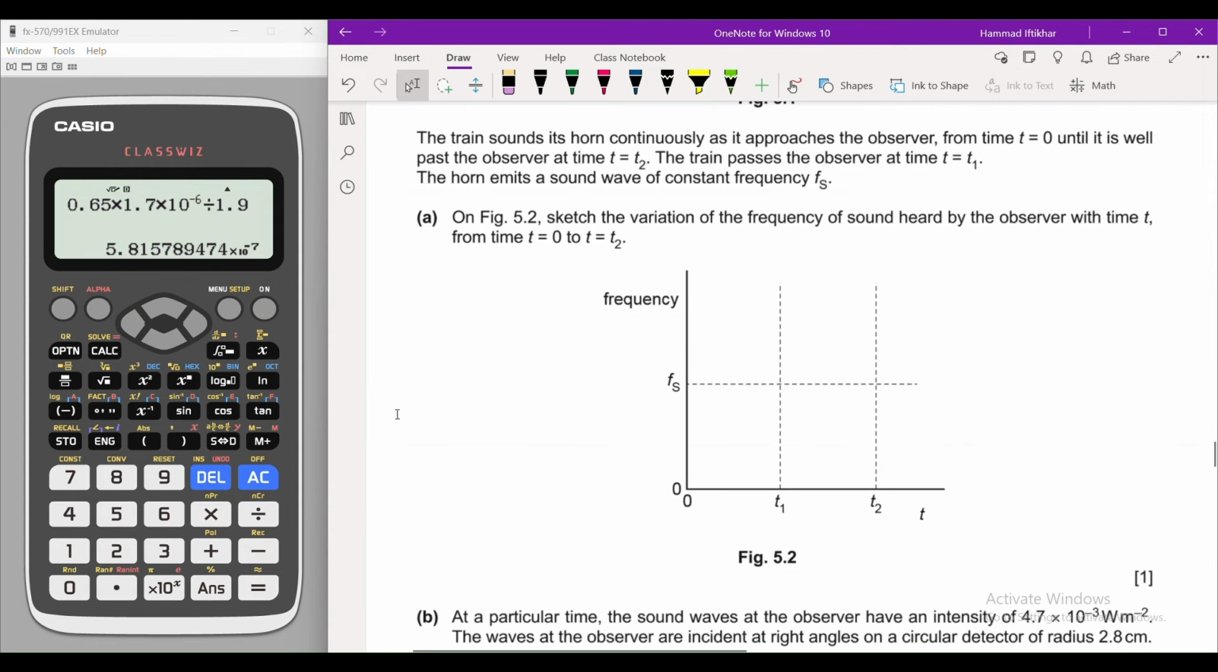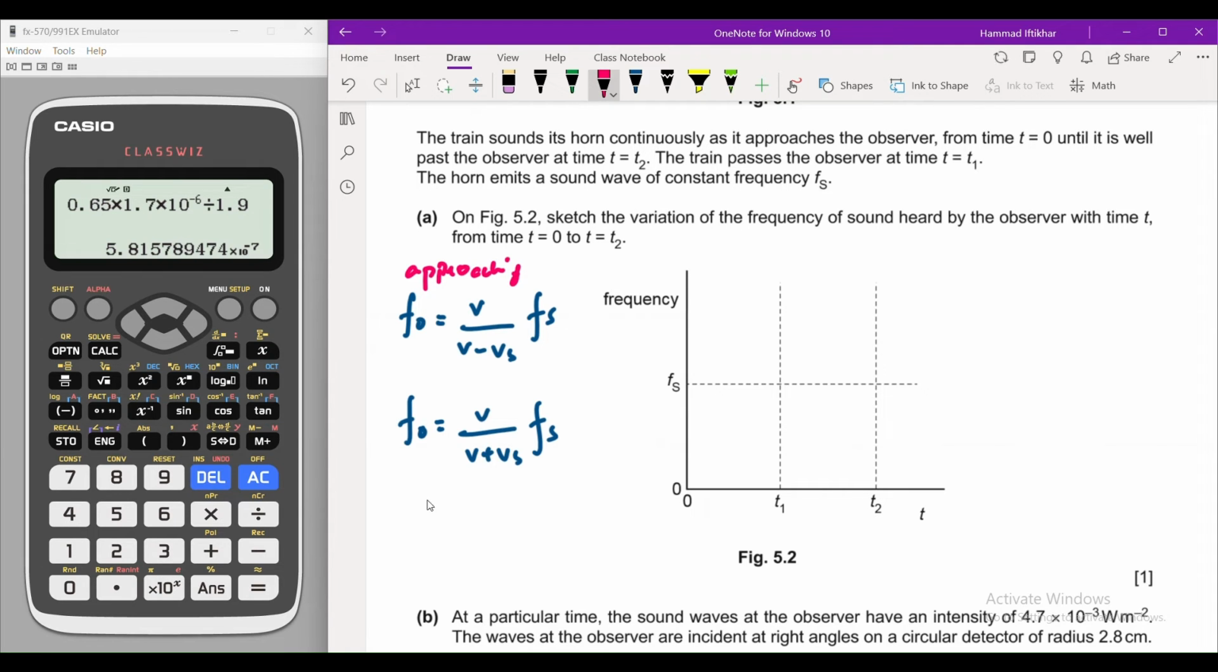On figure 5.2, sketch the variation of the frequency of sound heard by the observer with time t. So we have the observed frequency when the source is approaching, that is v divided by (v minus vs), times fs. And for the receding, we have v divided by (v plus vs), times fs. So this is for approaching, and this is for receding.